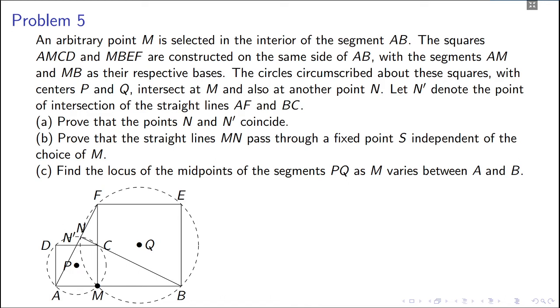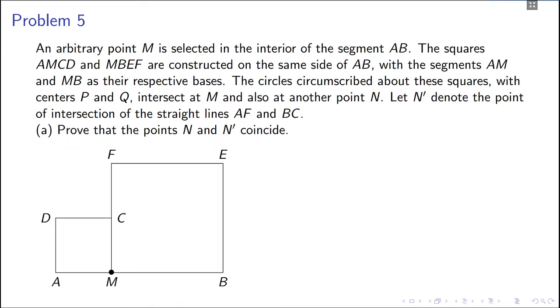You have to show that the straight lines MN pass through a fixed point S, independent of the choice of M. So this line NM passes through a fixed point S. Okay, as M moves, there is a fixed point where this line passes through. And then it says find the locus of the midpoint of the segment PQ. So you have PQ, this is the midpoint, you have to find the locus of that. So this whole thing is looking complicated, so we just go through part by part. Let's start with part A.